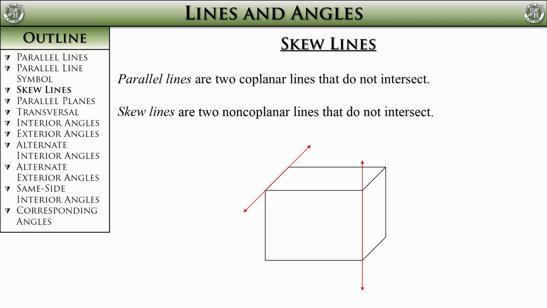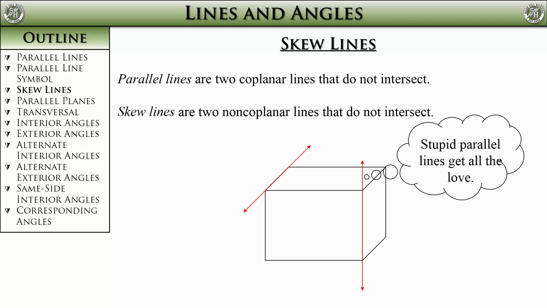In practice, skew lines are not nearly as prevalent or as useful as parallel lines. Skew lines are so rare, in fact, that they don't even have a symbol. When you don't even have a symbol, that's how you know you don't come around very much.